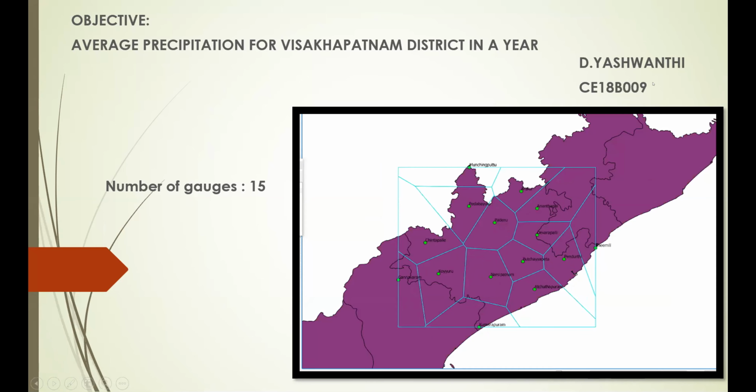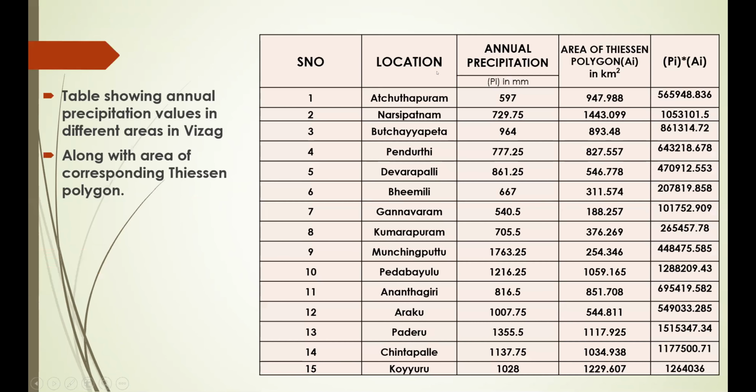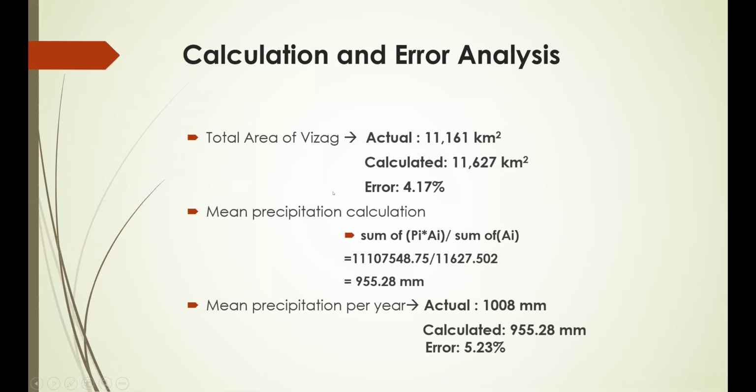Yes. Keep going. So I've calculated the average annual precipitation for Visakhapatnam district, and I've selected 15 areas such that they cover almost the entire area. This is a table showing precipitation for the 15 areas that I have chosen and the corresponding Thiessen polygon area. I calculated the mean precipitation using the Thiessen polygon formula, and it is 955.28.